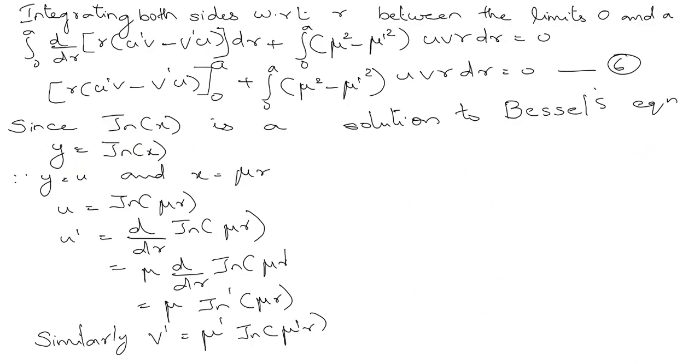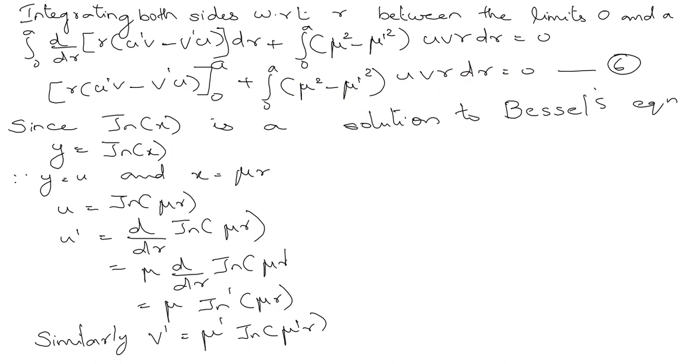Now we are going to integrate both sides of that equation with respect to r between the limits 0 and a. So integral 0 to a d by dr of r into u dash v minus v dash u into dr plus integral 0 to a mu square minus mu dash square uvr dr is equal to 0. Integral of differential, so that will leave r into u dash v minus v dash u within the limit 0 to a plus integral 0 to a mu square minus mu dash square, the whole thing into uvr dr is equal to 0.